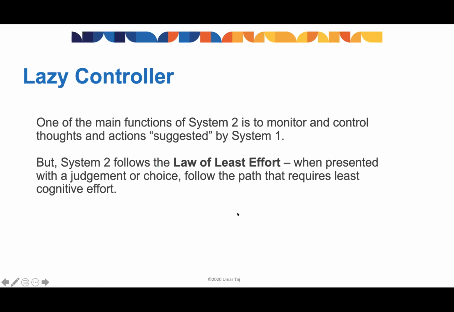Now, one of the things is that this system 2, which is the more analytical, more rational part of our brain, right? This is the system that should be monitoring and controlling what we do, our thoughts, our actions. But the problem is that this system 2 is very lazy. It applies what we call the law of least effort, right? And that's where a lot of what we call cognitive biases crop up.